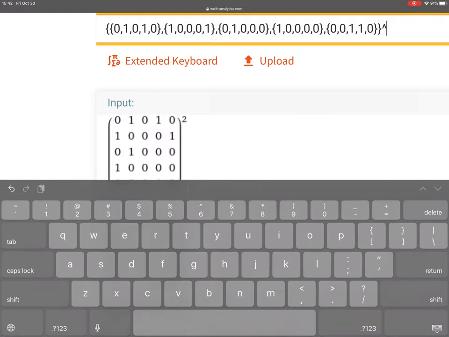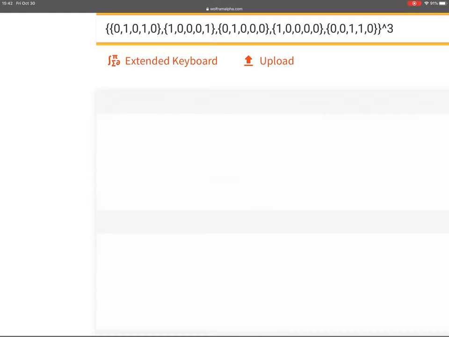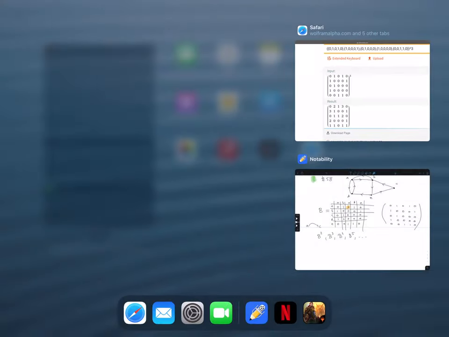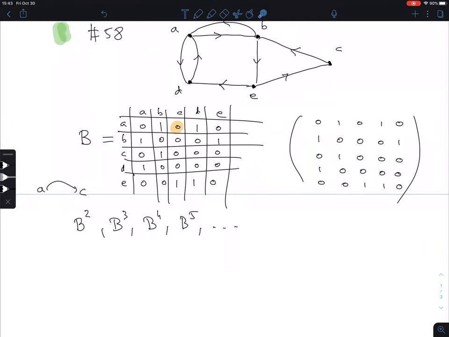What about the third power? So we're looking at the middle element in the first row. There is a 1. So this means already there's a path of length 3 here. And so now we can look for that path. I'm sure everybody sees it quite quickly. We go from A to B to C. You see that?